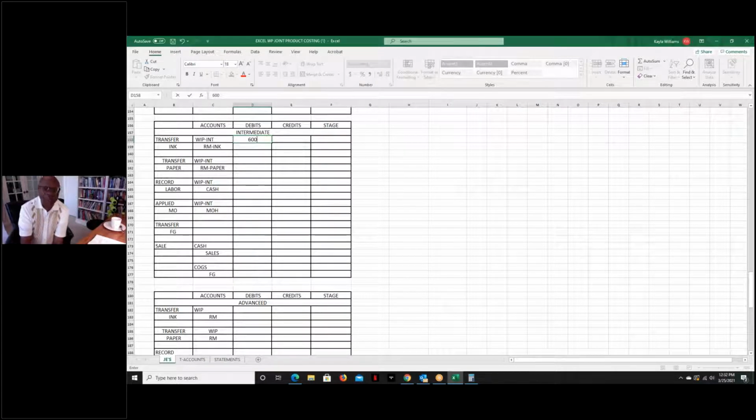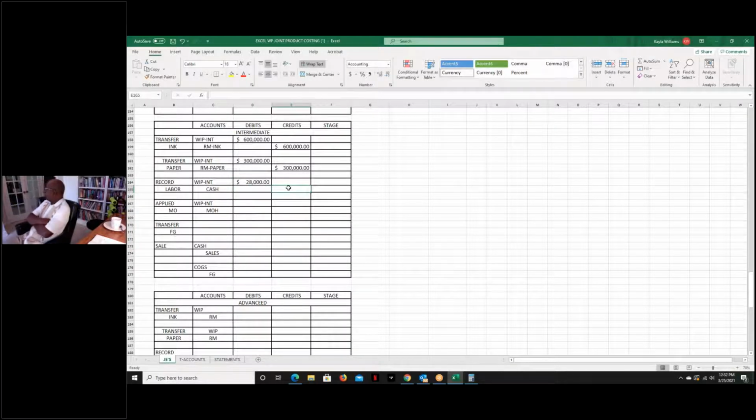For the transfer paper, it's gonna be 300,000. Jacob, you better back up on advanced. Me? You want me to back her up on advanced? Okay. Then for the labor, the recorded labor is gonna be 28,000 for work in process, and then cash is gonna have 28,000.